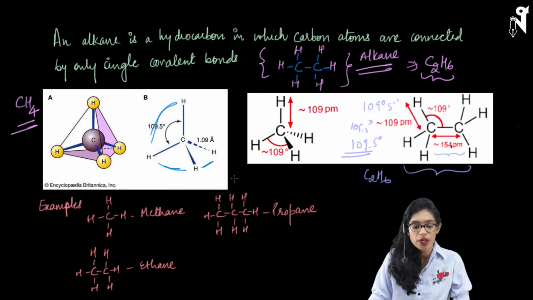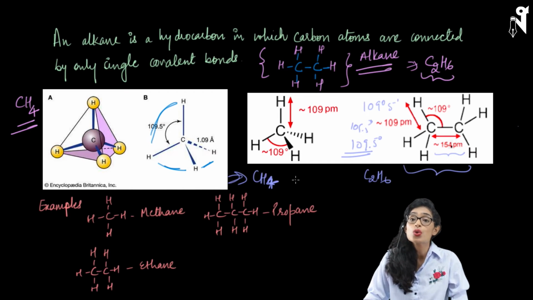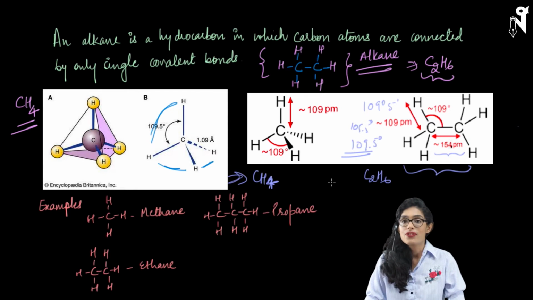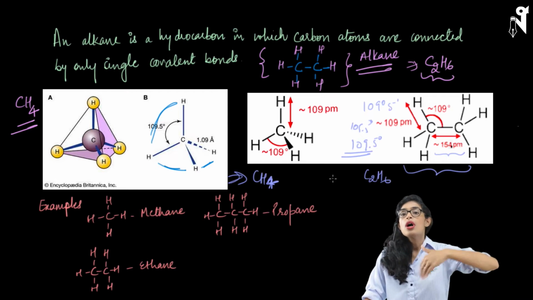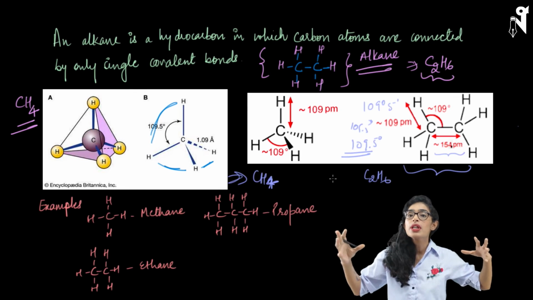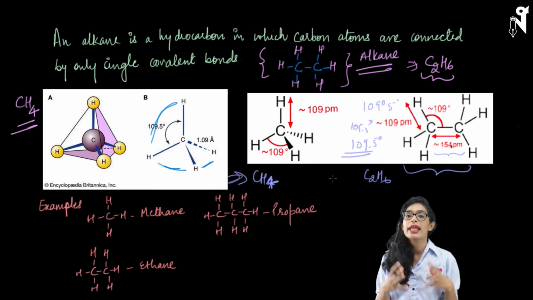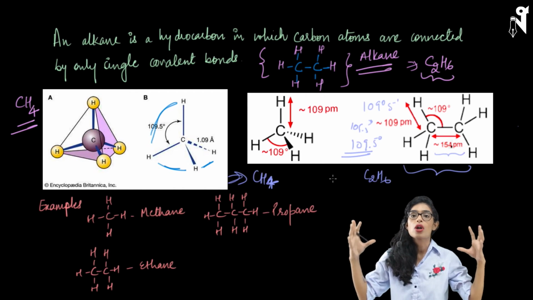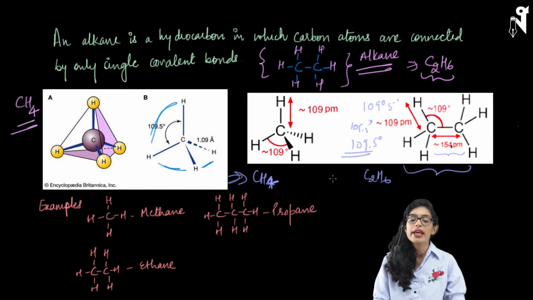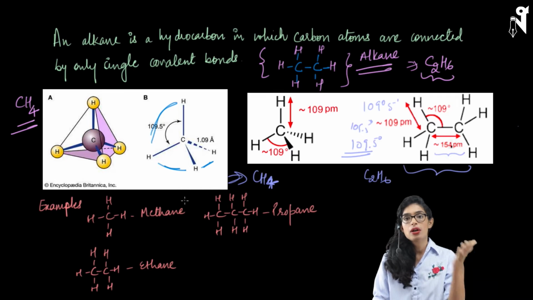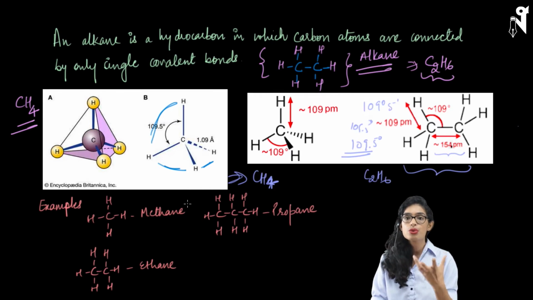This was the representation of CH4, and these are the two most basic alkanes we have in the list. As you go higher in the list, the number of carbons will increase, the number of hydrogens will increase, and hence the chain will become longer and longer. How can we represent these alkanes on paper, or in 2D form?